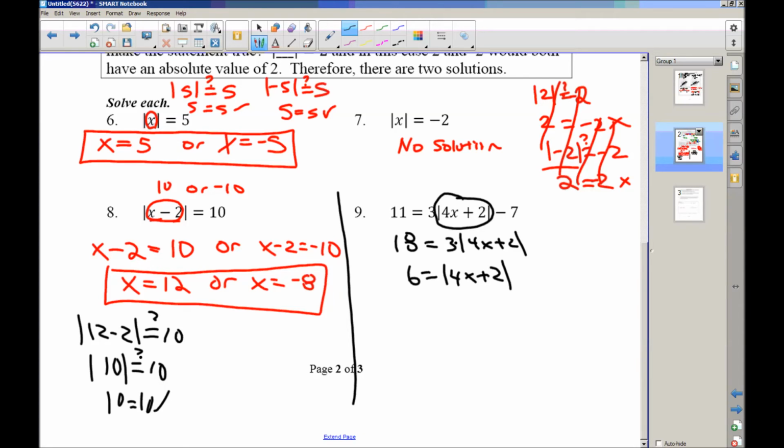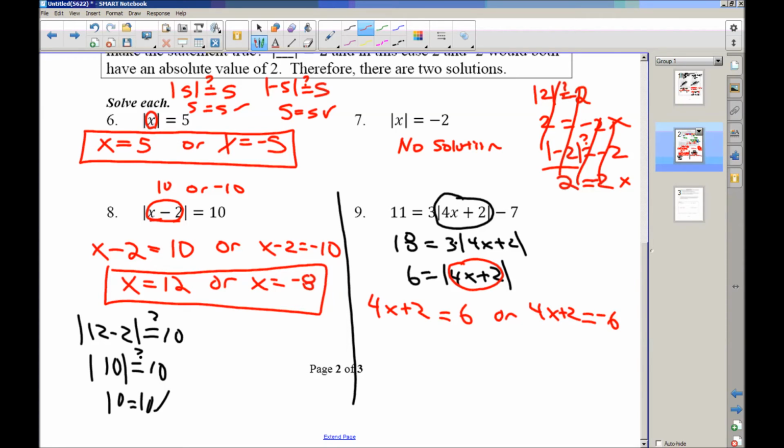And then we got this absolute value bar part. So just ignore what's in here for a second and say, well, what should that red circle be? Well, that red circle should be 6, or that red circle should be negative 6. Well, what is the red circle? The red circle is 4x plus 2.